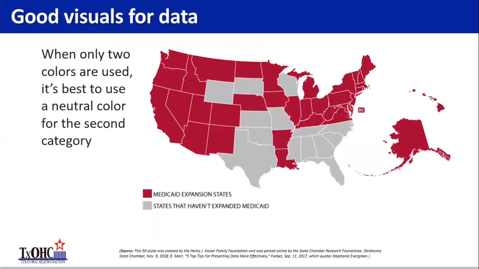When only 2 colors are used, experts say it's best to use a neutral color for the second category, either a gray or a pale beige, something like that. There are certain hues of color, like green, that people who have color blindness can be prone to misinterpreting. So this is something to keep in mind, and that's one reason why people who have really studied this recommend using a second color that's more neutral.